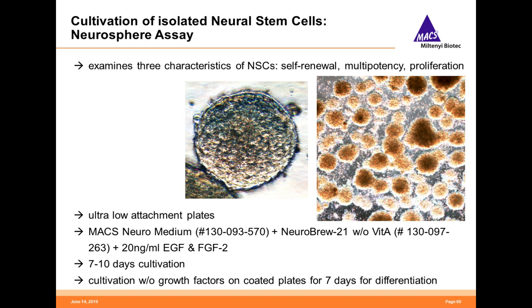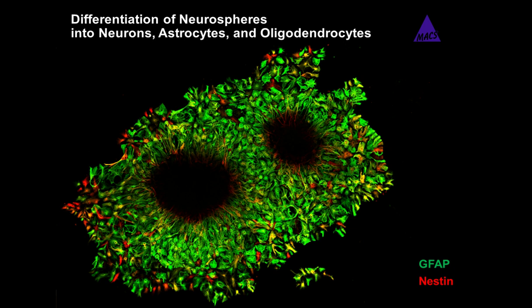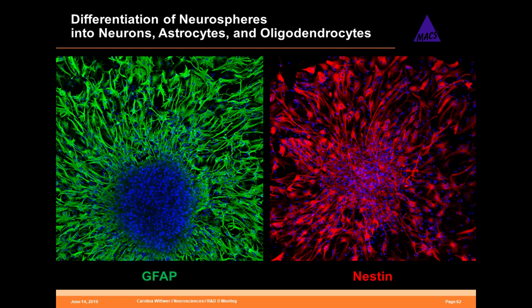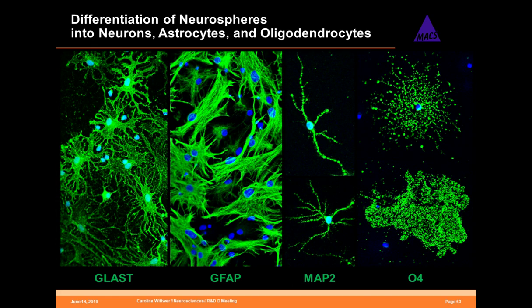And for the differentiation, we then plated the neurospheres on polylysine-coated 24-well glass bottom plates without the growth factors. After 7 days of cultivation, we fixed the cells and subjected them to immunocytochemical analysis using the astrocyte-specific antibody GFAP and nestin in that case. And we see here that the neural stem cells nicely differentiated into astrocytes and form a lot of astrocytes here. That's also shown in this picture, so staining of GFAP and nestin as astrocyte markers. And we see that we have a lot of astrocytes here.